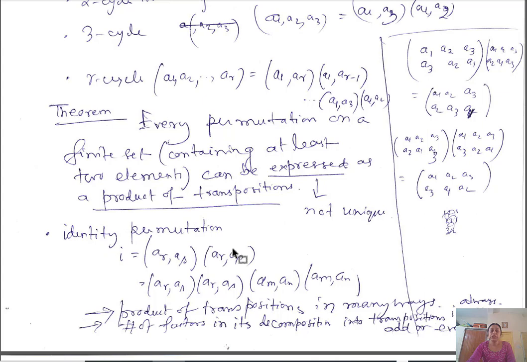a product of transpositions. It can be written as (a_r a_s)(a_r a_s), or it can be written as (a_r a_s)(a_r a_s)(a_m a_n)(a_m a_n). You can keep on doing this. Each product will give you identity.